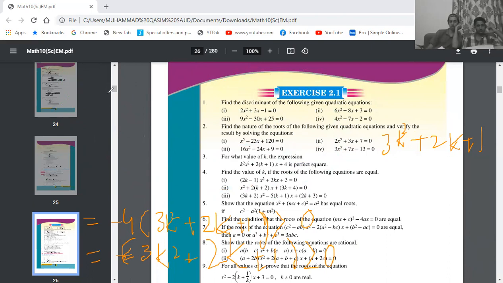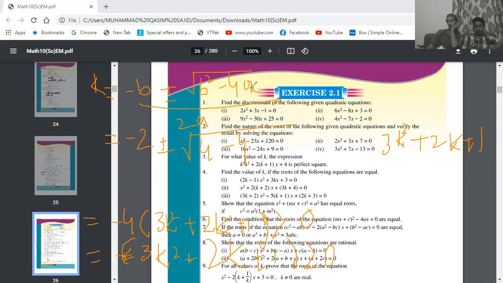So k must be minus b plus minus under root b square minus 4ac divided by 2a. So what is the value of b? That is minus 2 plus minus under root b square, that is 2 square, which is 4, minus 4 into the value of a, which is 3, and the value of c, which is 1, divided by 2a, so 2 multiplied by 3.